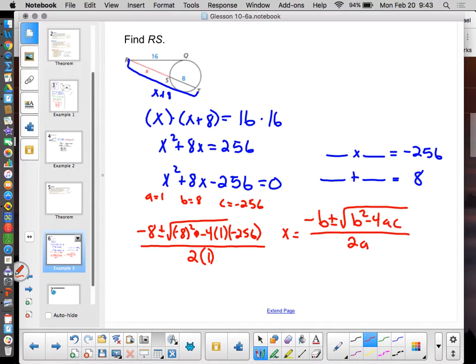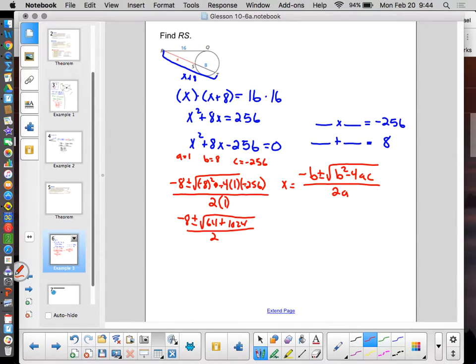Plugging these numbers in the calculator, it's negative 8 plus or minus the square root of 64 plus, negative times a negative is going to give me a plus, 4 times 256 is 1024, over 2. Okay, so this is negative 8 plus or minus the square root of 1088 over 2.